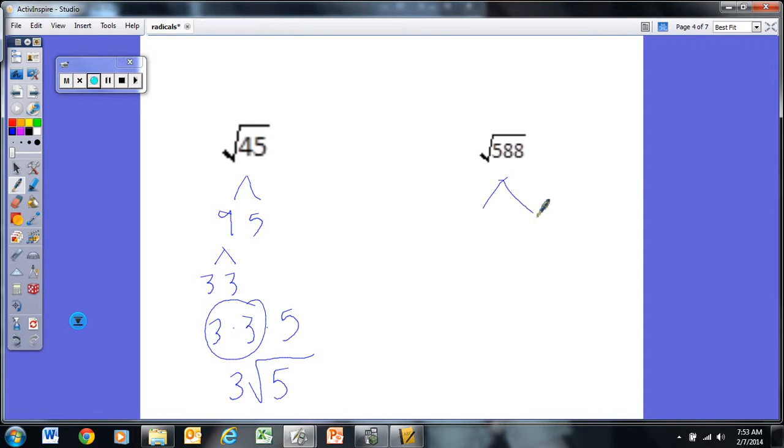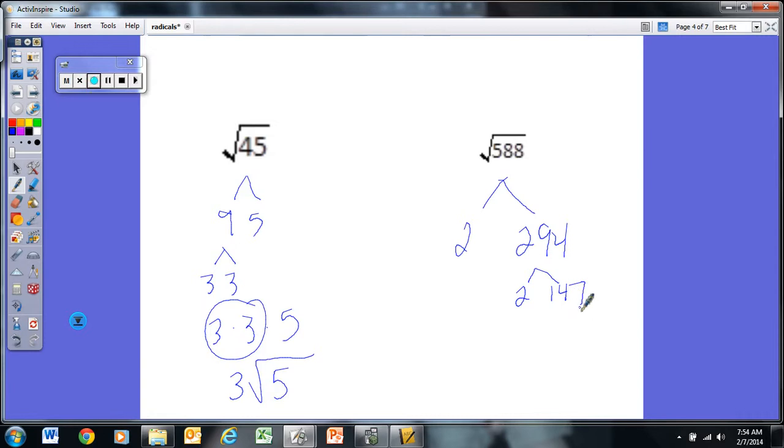How about this one? This looks scary. I have no idea what goes into 588. I know 2 does. So 2 goes into 588, let's say 294 times. And then 2 goes into that 147 times. What goes into 147?